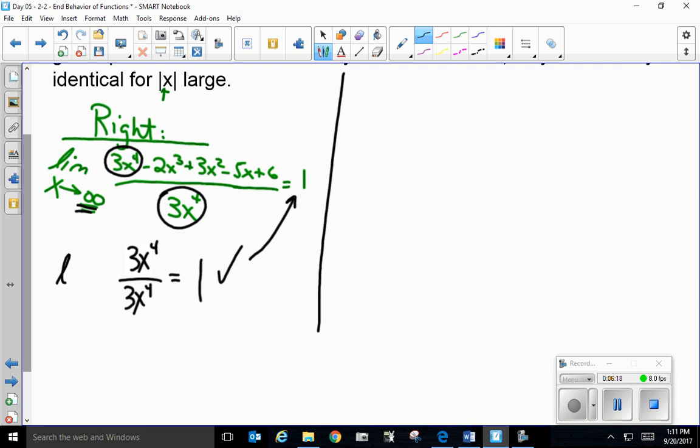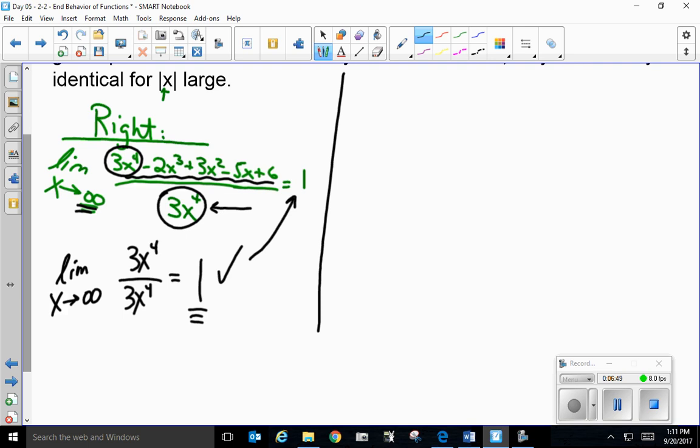There's no place, if this is my limit, there's no x here to put the infinity into. We're good to go. So that is equal to 1. So this function, g of x, acts identical. It's a behavioral model for the right side of this whole function here. I don't know what that function does in the middle, but I know as it goes to the right forever, it's going to act just like 3x to the 4th.